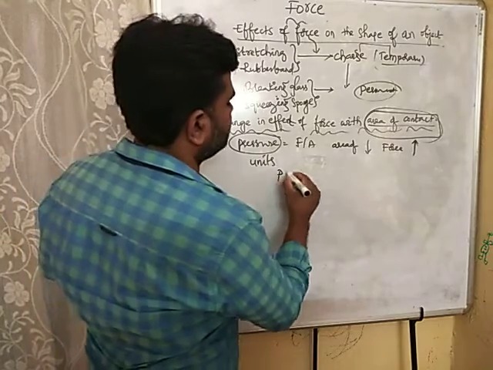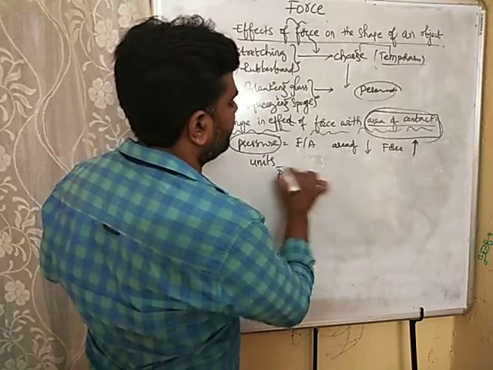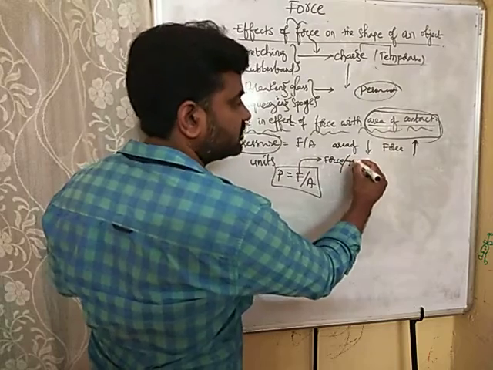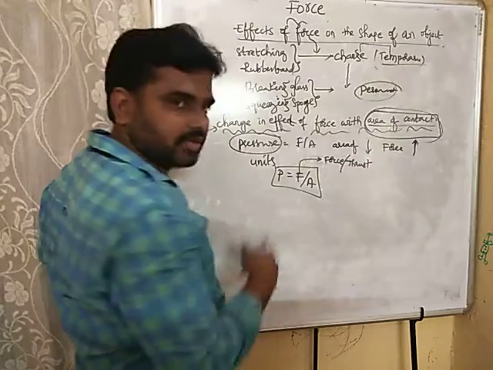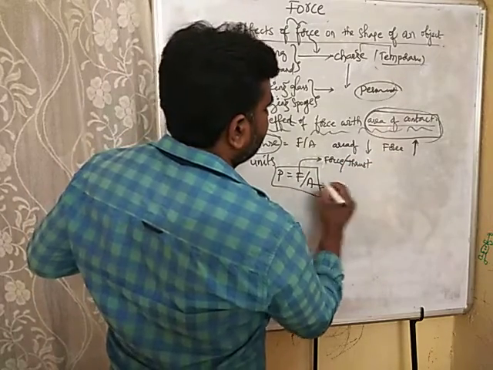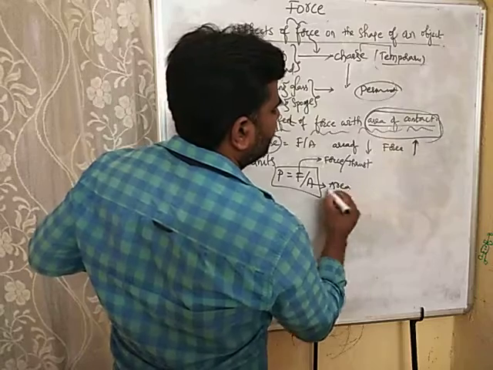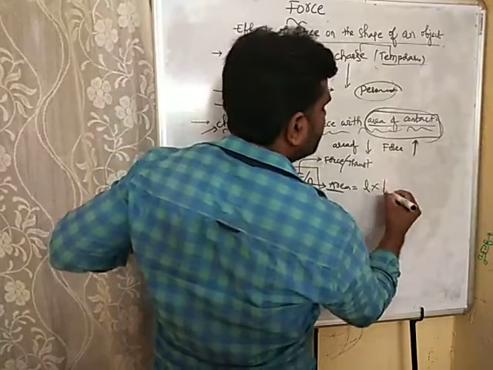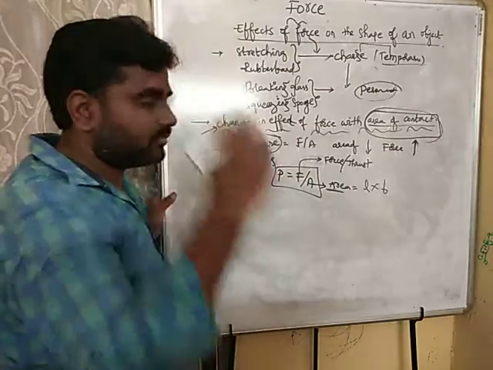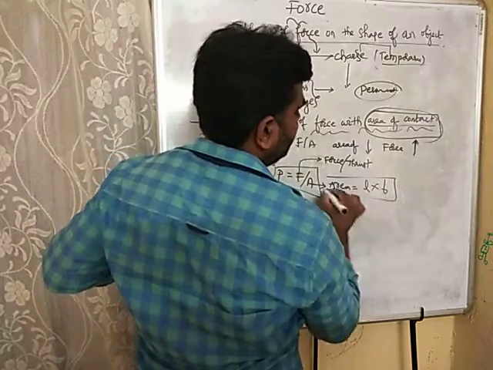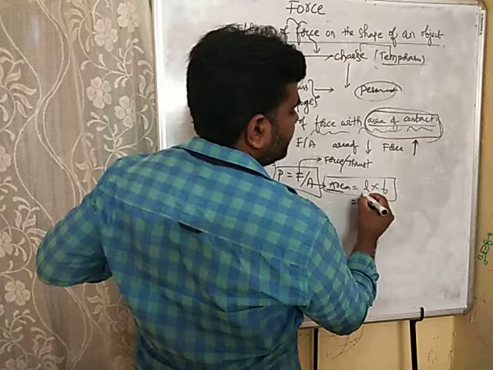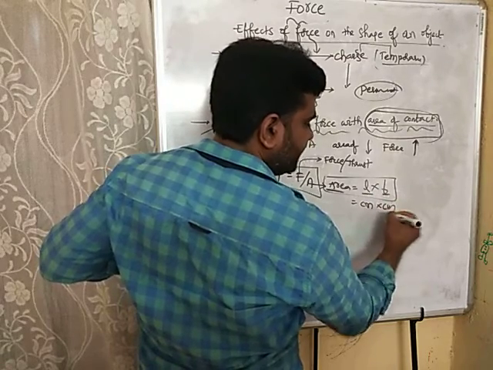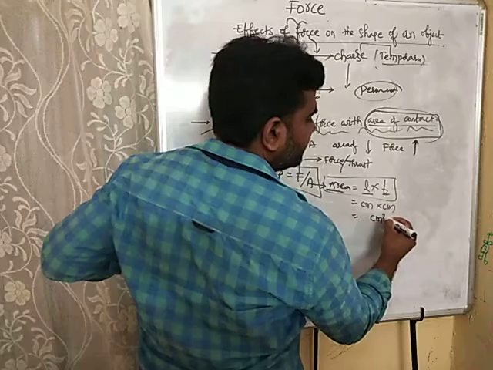Pressure P is equal to F divided by A. F stands for force, or in other words thrust, and A stands for area. Mathematically, area is equal to what? L into B, the basic formula. L is measured in centimeters, breadth is also measured in centimeters. Centimeter into centimeter, centimeter square.